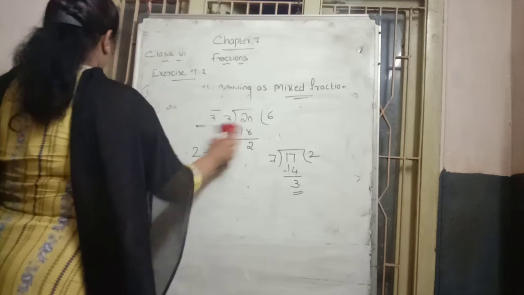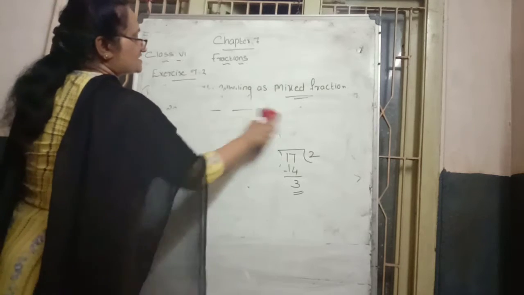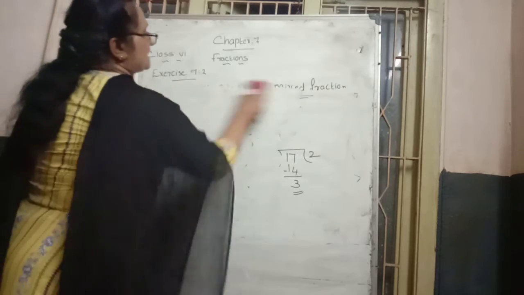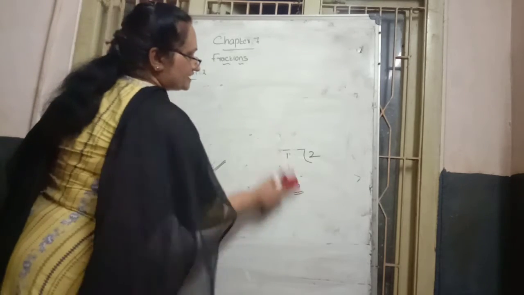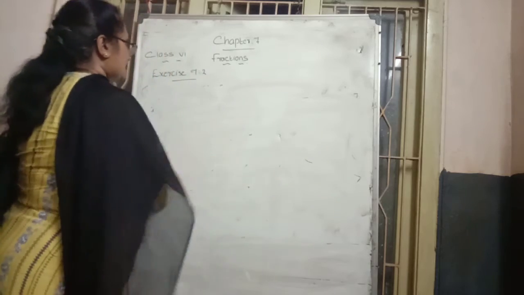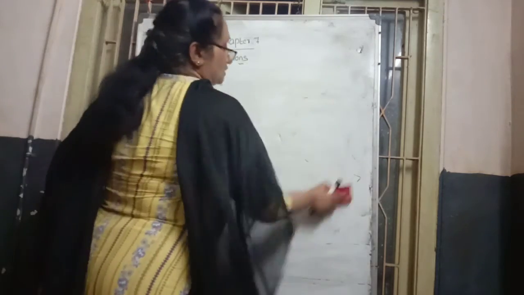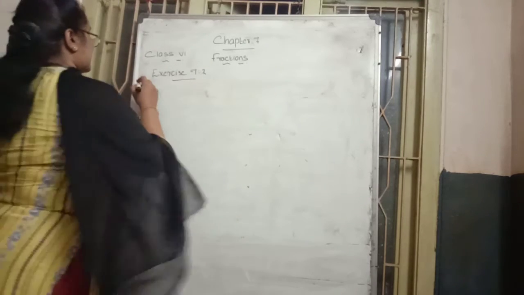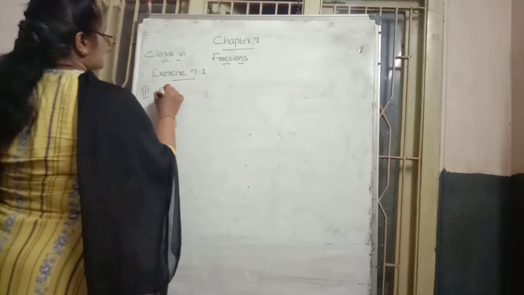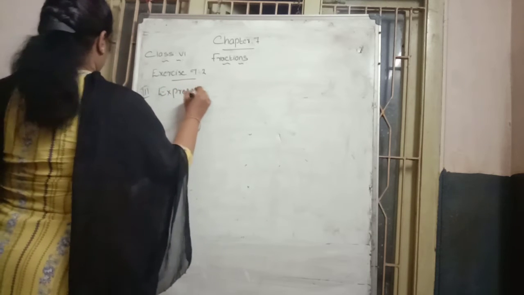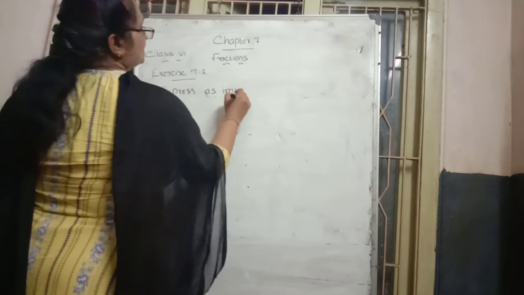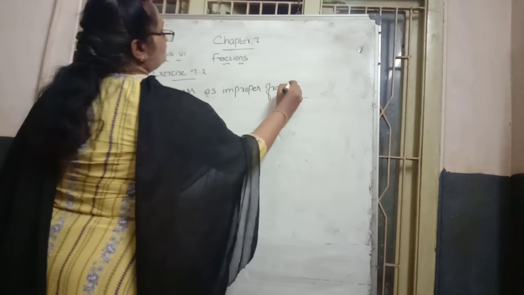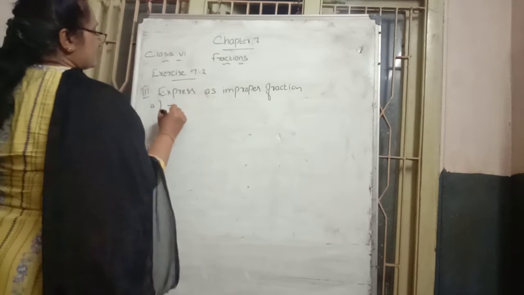In the third Roman, they tell us about a mixed fraction being given, to convert into the form of an improper fraction. The third Roman says: express as improper fraction. Here, the first question, 7 and 3 by 4.